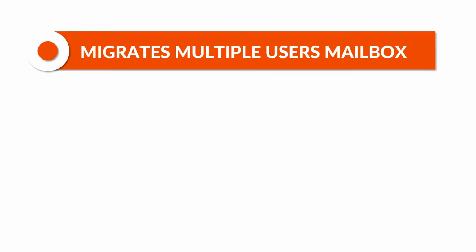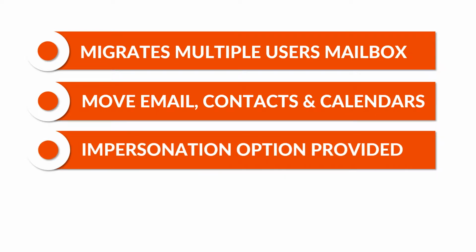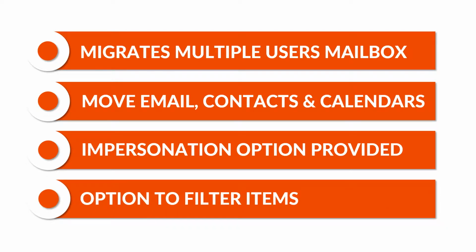Now let's check out the other features. Our software provides a domain facility to migrate multiple users of your Google Apps domain at a time. Move emails, contacts, calendars, etc. from your Google Mail account to your Office 365 account. An impersonation option is provided to import multiple accounts of G Suite to Office 365. You can filter items while exporting, and apply a date filter for transferring data of a particular date range.